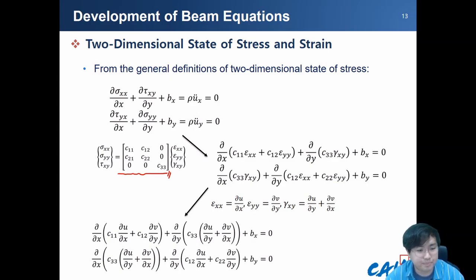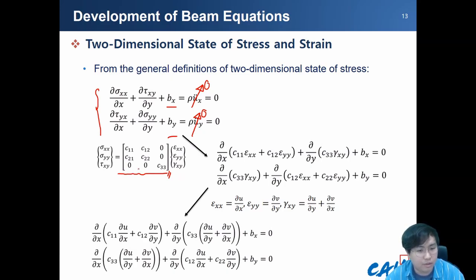So anyway, in the previous slide, we defined the force equilibrium equation, so we are going to assume that the acceleration is always equal to 0. But we are going to consider some body force effect, but finally we neglect the body force effect.